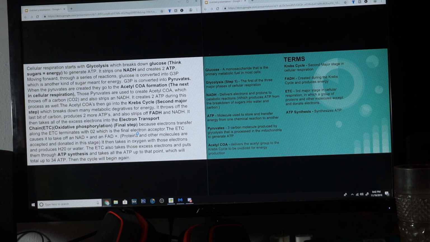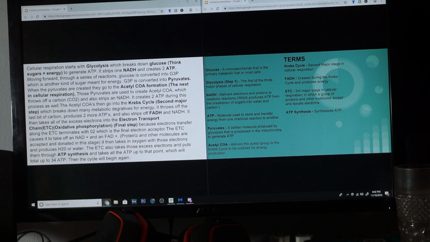The acetyl-CoAs then go into the Krebs cycle, the second major step in cellular respiration, which breaks down many metabolic degradatives for energy. It throws off the last bit of carbon, produces 2 more ATPs, and also strips off FADH and NADH. NADH delivers electrons and protons to catabolic reactions, which produces ATP from the breakdown of sugars into water and carbon. FADH is created during the Krebs cycle, and it produces energy.